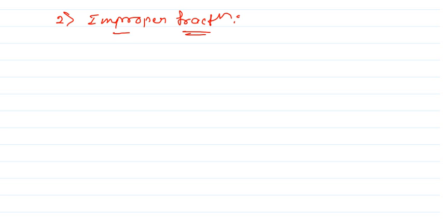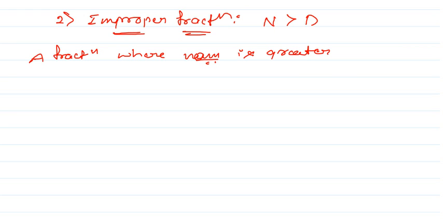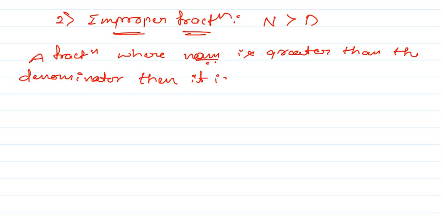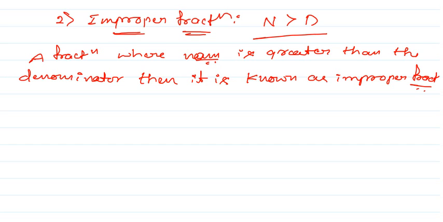Exactly, improper fraction. Numerator is greater than the denominator. Clear? See, a fraction where numerator is greater than the denominator, then it is known as improper fraction. Okay, see, numerator is greater than denominator.